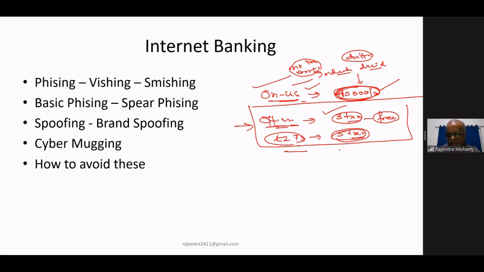Basically, as far as I know, up to 3 transactions in a big city are free of cost. More than that, there is a charge of 20 rupees plus GST, whatever is applicable. For tier 2 and tier 3 places, it is 5 transactions free. You can check it for your examination purpose, and I will also check it tomorrow. I can confirm to you. Anybody else who knows about it, can you confirm whether this is true?